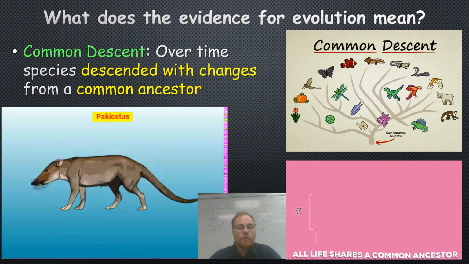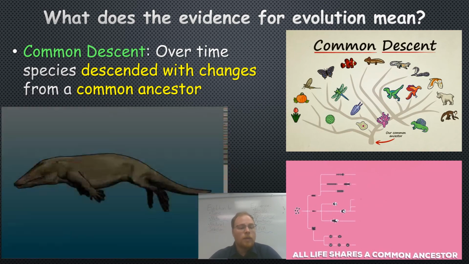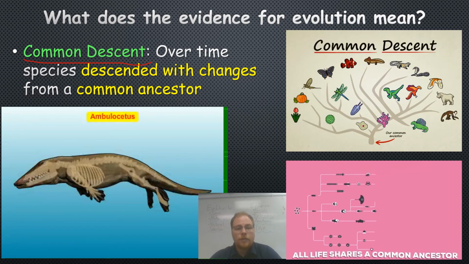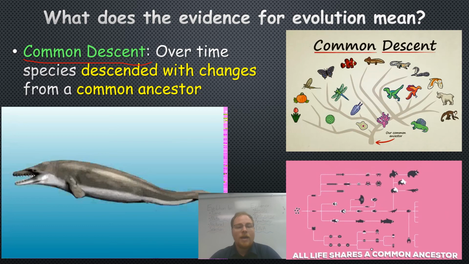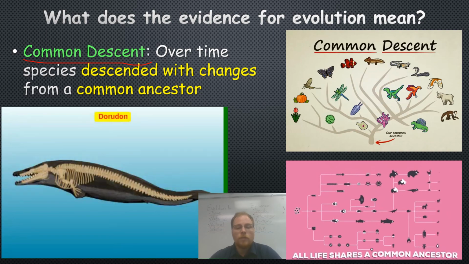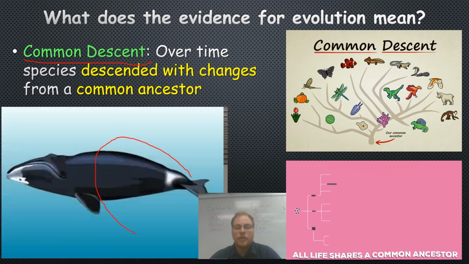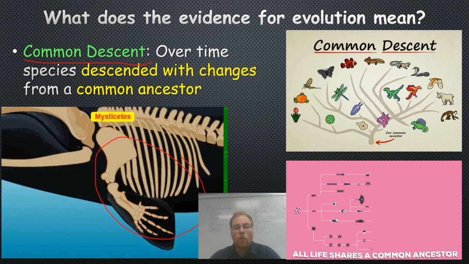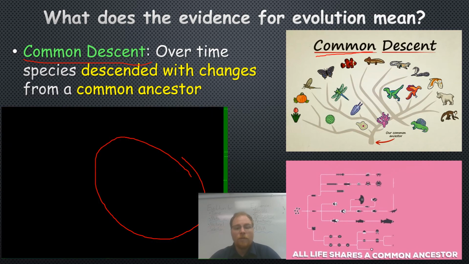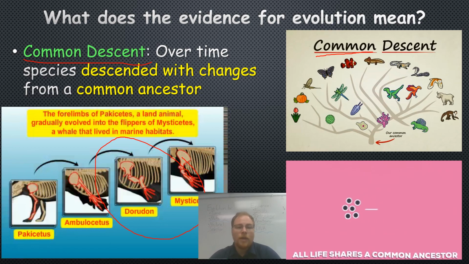Now, we've been talking about common ancestor a lot throughout these slides, and this can be summed up in the term common descent, where a species, for example whales, has descended with changes from some kind of common ancestor, some four-legged animal, in the case of whales, that was walking on land. But this can be applied to all life on Earth. It's the principle of common descent, where all life on Earth shares some kind of similarities with each other and shares some kind of ancestor.